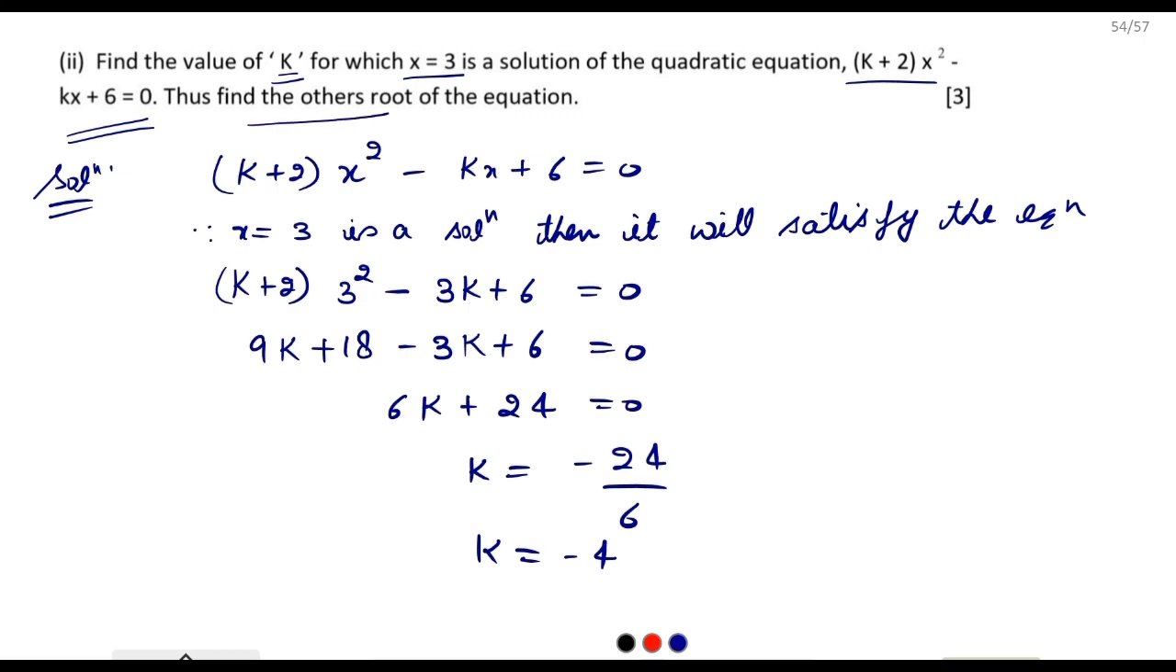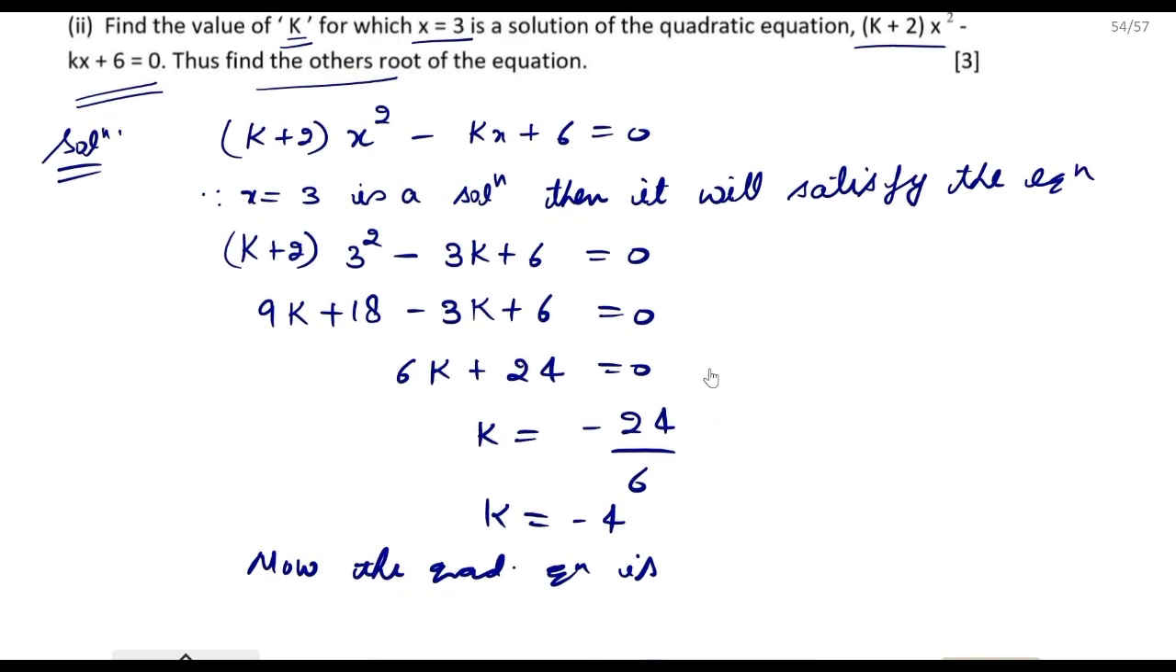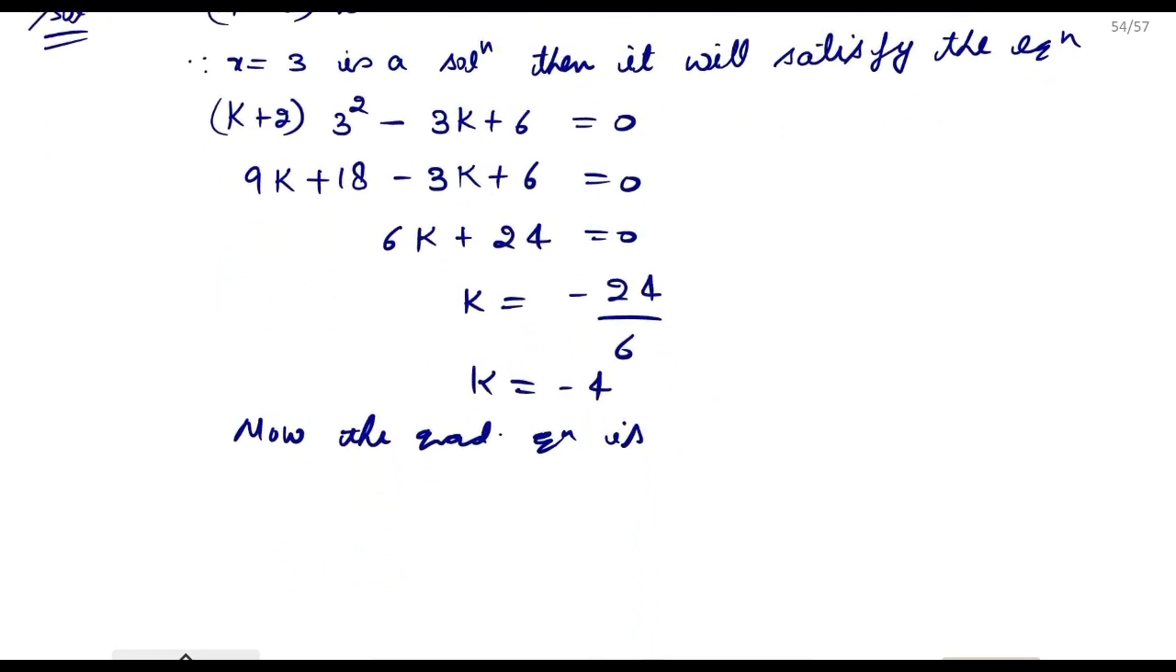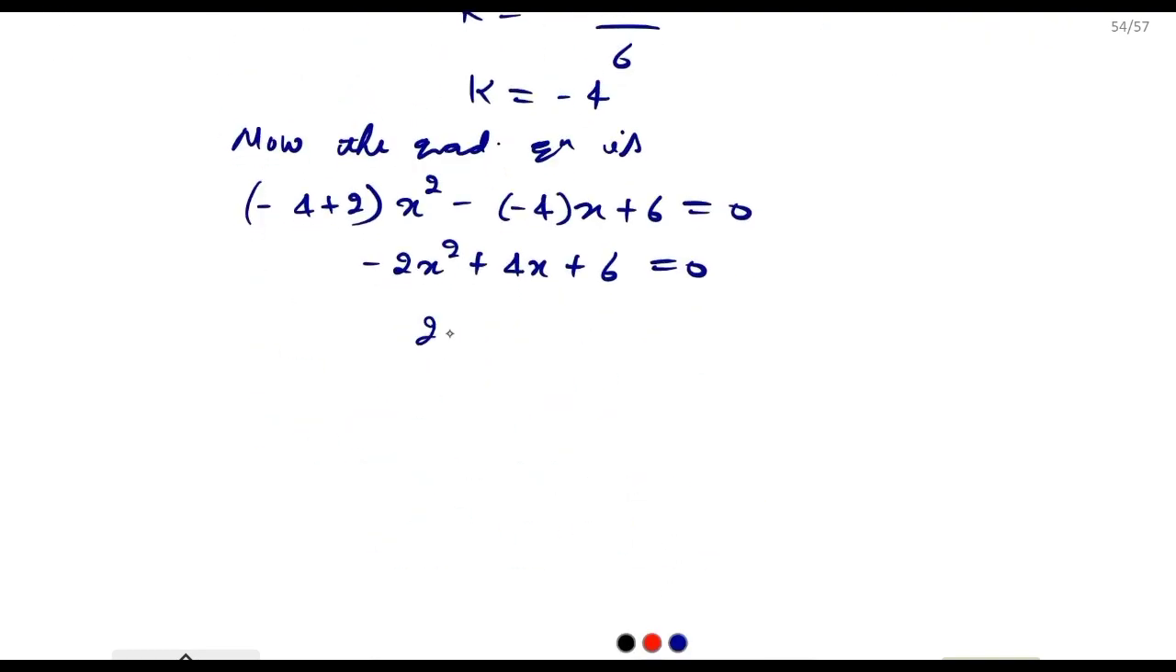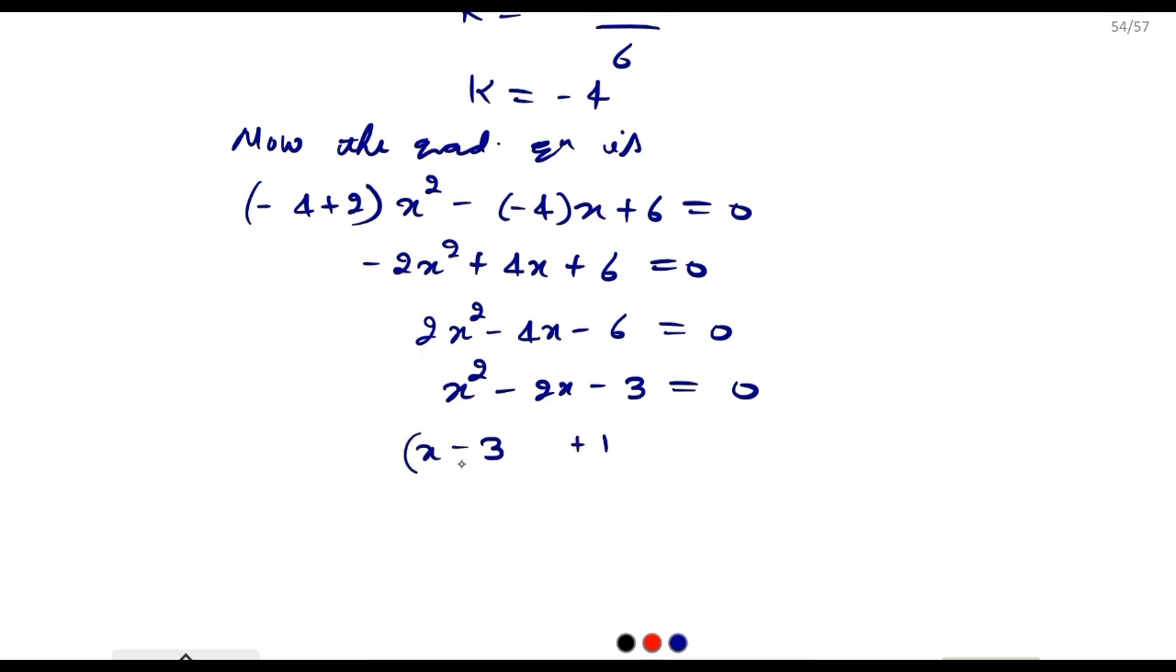Find the other root. Now the quadratic equation will be, putting minus 4 in place of k, 2x square minus 4x minus 6 is equal to 0. Dividing by 2, x square minus 2x minus 3 is equal to 0. Roots are 3 and minus 1, means the second root is minus 1.